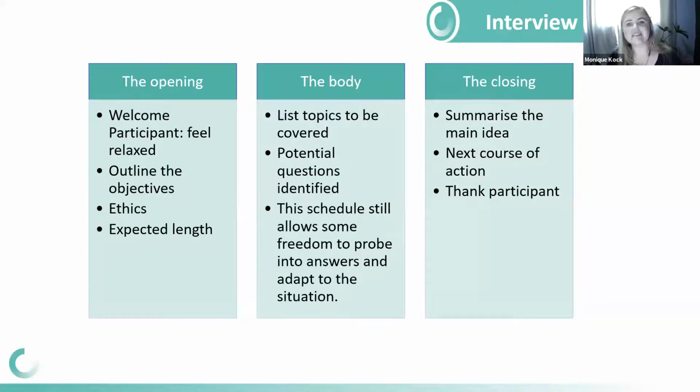Don't just end your interview prematurely, but end off with a closing. Summarize the main idea that you have looked at. Tell the participant what the next course of action would be. For instance, are your results going to be publicized? Are you only going to start with your dissertation now? And lastly, thank the participant as well.